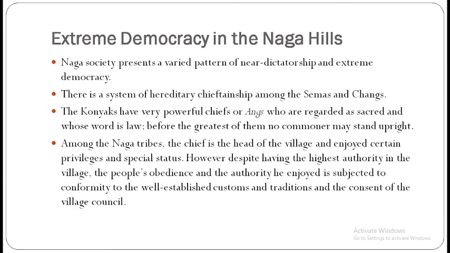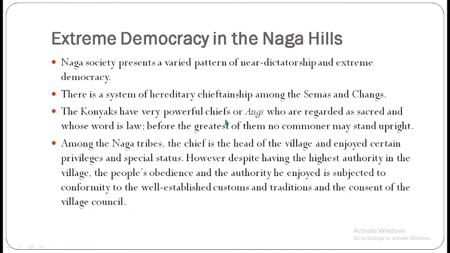But among the Nagas, it is different. One tribe will have a totally different chieftainship system or village administration from the other. Here it is given very clearly that Naga society presents a varied pattern of near dictatorship. Some of the tribes have a very strong chieftainship system, which is near dictatorship, and some of them have a very democratic kind of village administration or near extreme democracy. There is a system of hereditary chieftainship among the Semas and Changs. Some tribes have hereditary chieftainship like the Kuki-Chin communities.